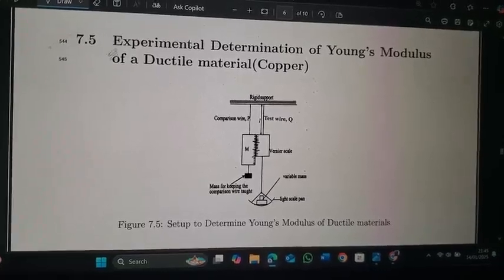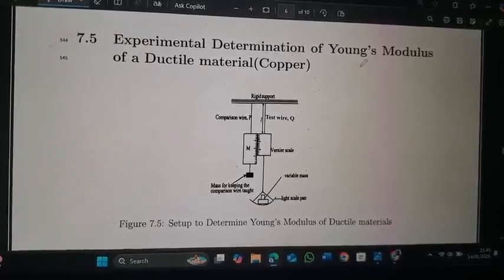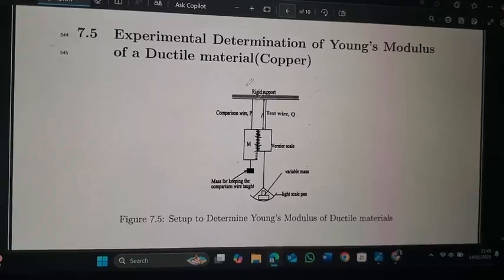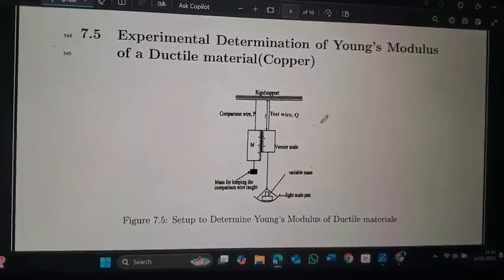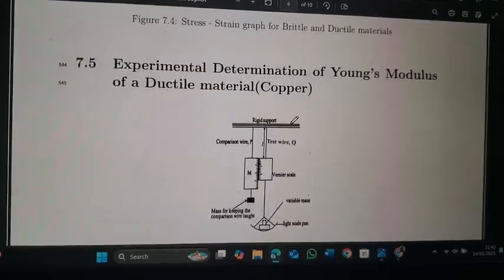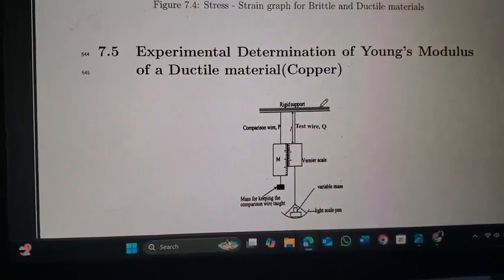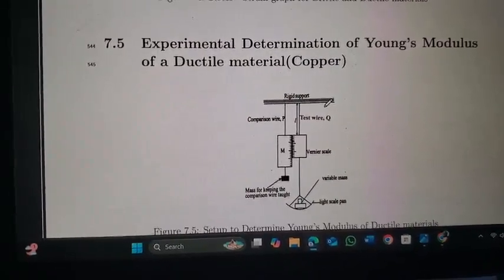Sharp, we shall begin with the experimental determination of Young's modulus of a material. We shall look at this experiment to determine the Young's modulus of a material in detail. I hope you watch this video carefully and follow it well so that you can understand it with what you have in the notes. Thank you.